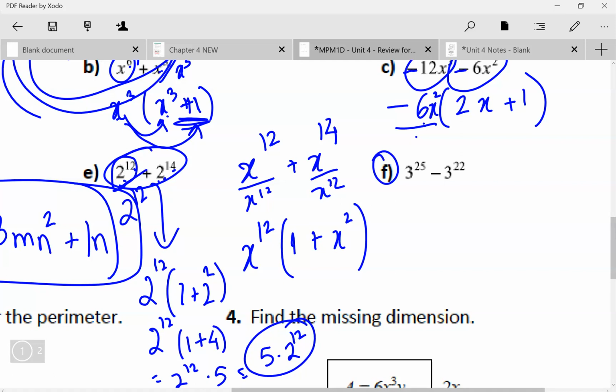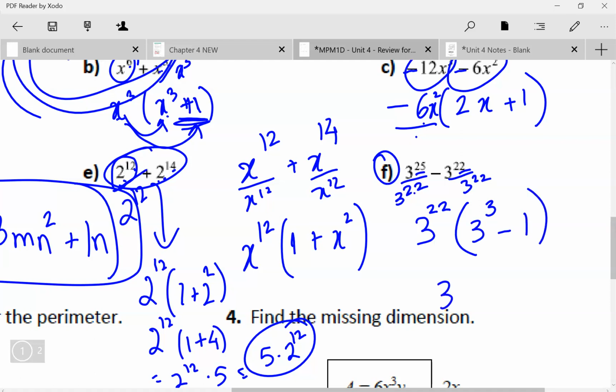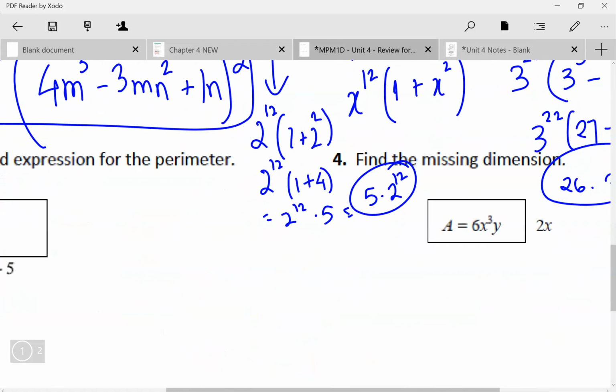So I'll give you a couple seconds pause, just so that you can pause the video and try this question, question F. But again, you're looking for the lowest power to take out as a common factor, which would be, in this case, 3 to the power of 22. Then you divide each term by that greatest common factor. 3 to the power of 25 divided by 3 to the power of 22 is 3 cubed, minus 3 to the power of 0 is 1. 27 minus 1 is 26 times 3 to the power of 22 is my final answer.